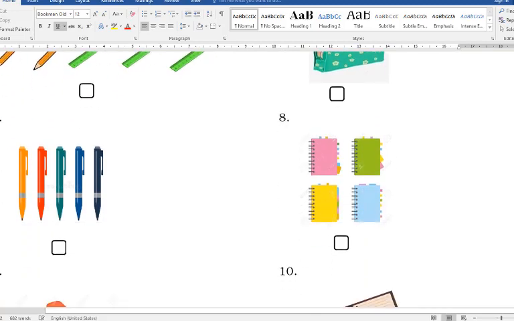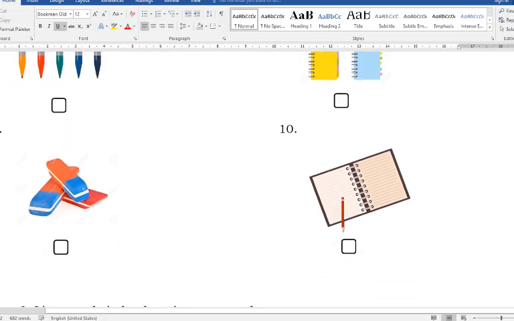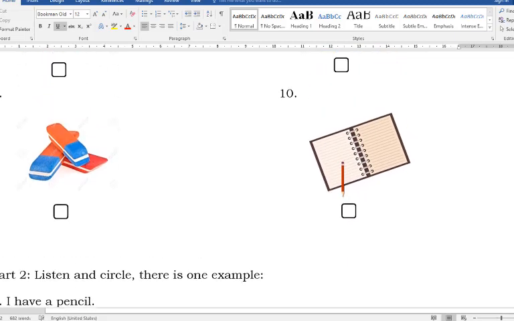7. I have 5 pencils. 8. I have 4 notebooks. 9. How many erasers do you have? I have 3 erasers. 10. I have 1 notebook and 1 pen.